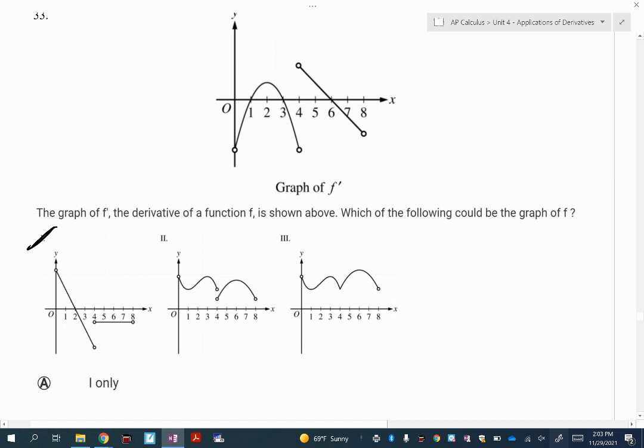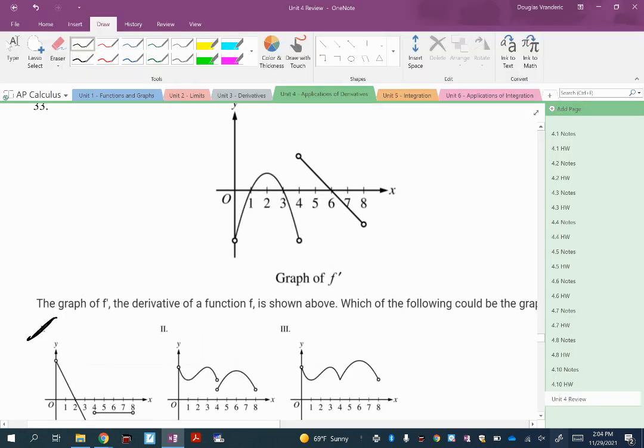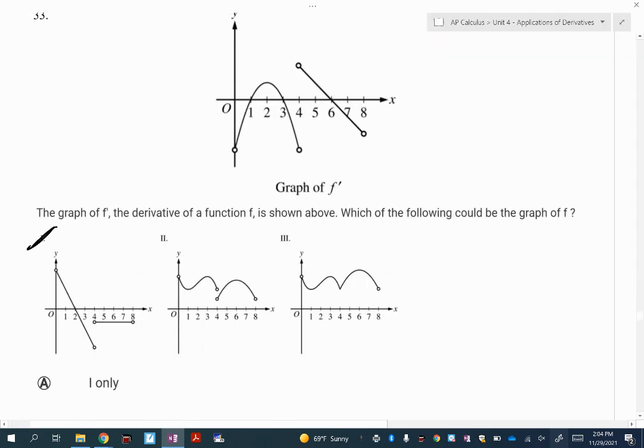If I do number 2, we start out negative, and then it turns positive after 1. That makes sense. Let me put some lines here to show you where we should cross the x-axis. There and there. So we should cross 3 times. Boom, that's 3 times. I like it.